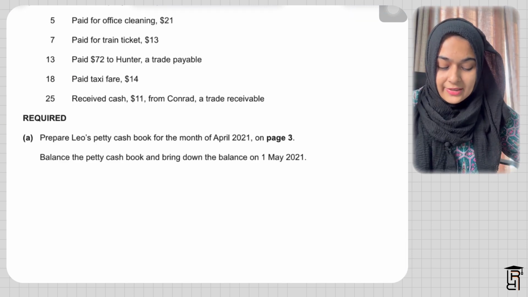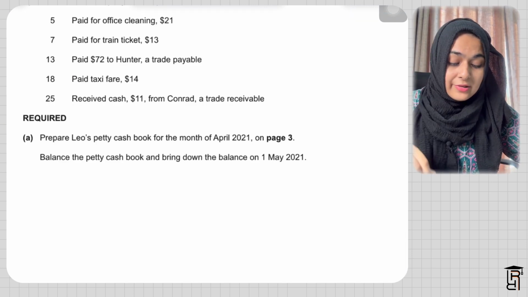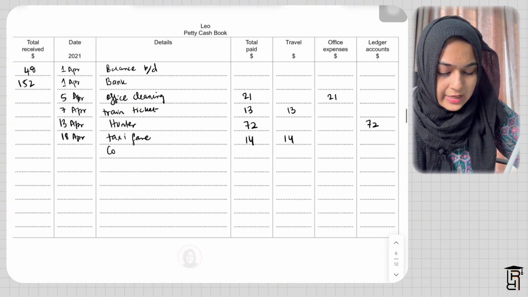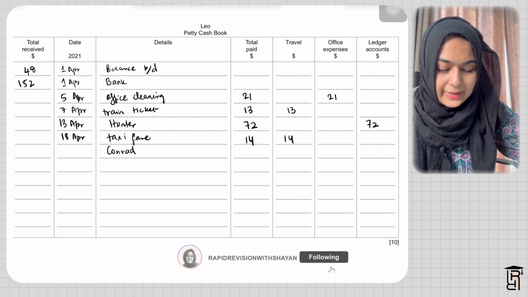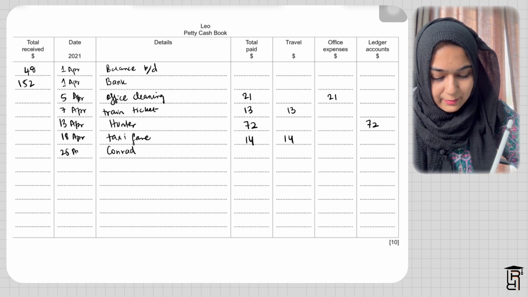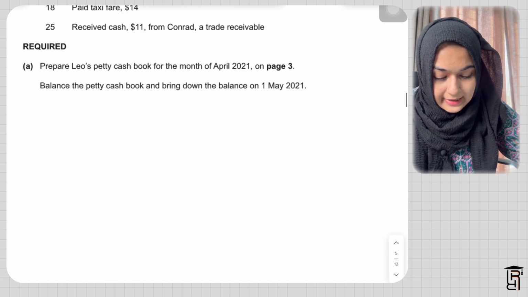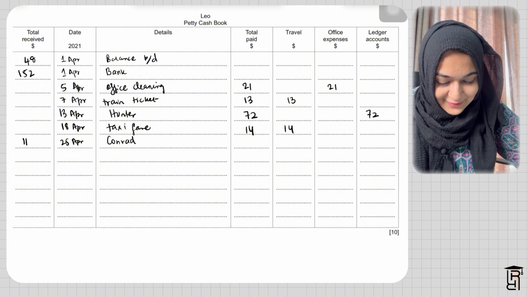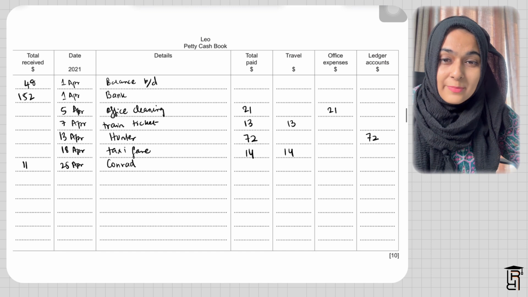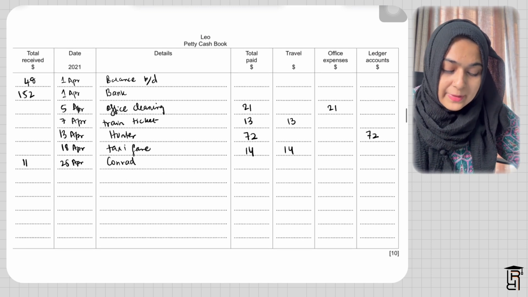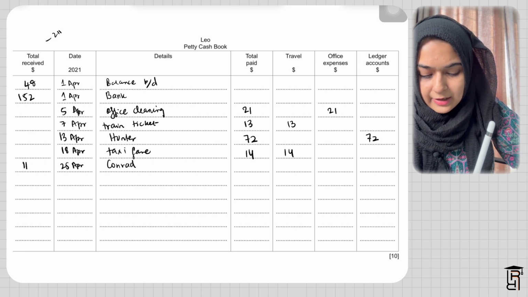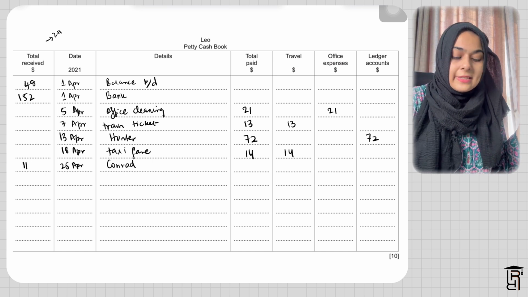The next transaction here says receive cash $11 from Conrad, a trade receivable. So when we are receiving cash, we need to record this on the debit side of our petty cash book. I'll write here 25th April, Conrad, and on the debit side I'll write $11. So now the total amount in the petty cash has increased by $11. And if you see, debit total is 211 now after putting in all the transactions.